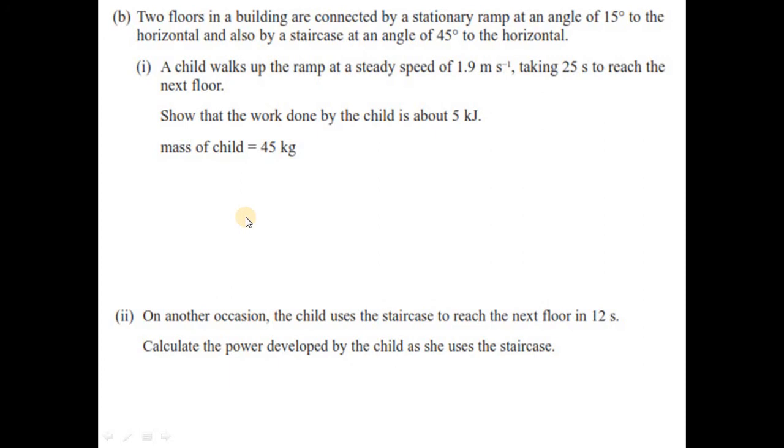(14b) Two floors in a building are connected by a stationary ramp at an angle of 15 degrees to the horizontal and also by a staircase at an angle of 45 degrees to the horizontal. A child walks up the ramp at a steady speed of 1.9 meters per second, taking 25 seconds to reach the next floor. Show that the work done by the child is about 5 kilojoules. The mass of the child is 45 kg.